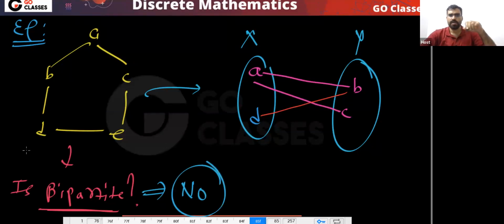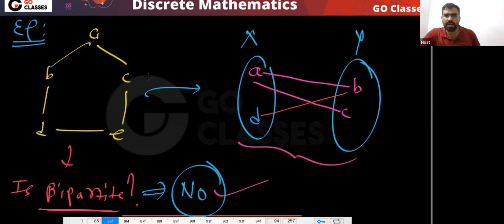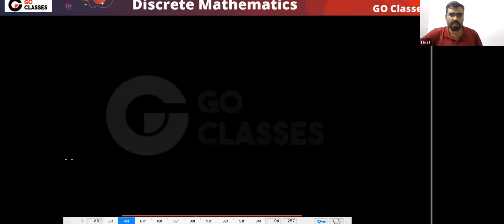Yes or no? Step by step I have told you. What I did, I started with A. If I put A here, then automatically B, C should be here. And automatically D should be here. But now where to put E? You cannot put E. So that is the reason this is not bipartite. This graph is not bipartite because you cannot create bipartition. Is this clear? The definition of bipartite.